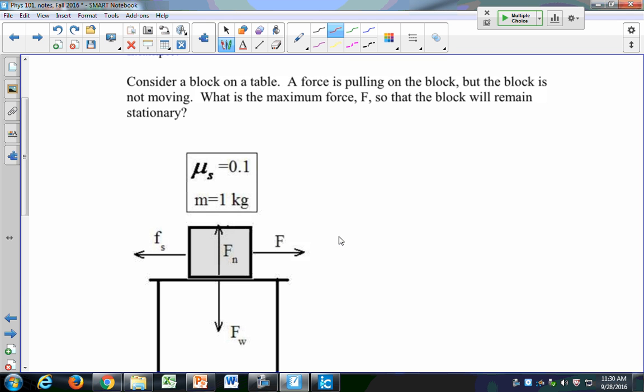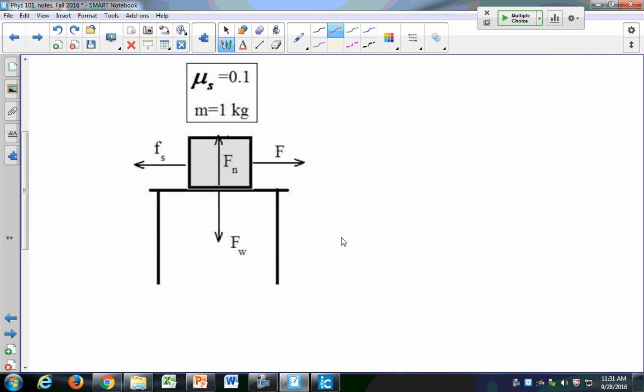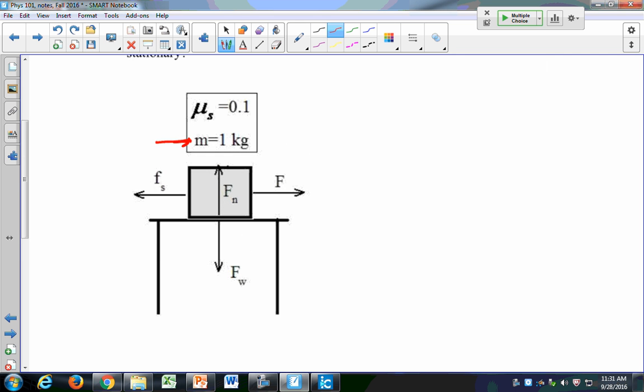So let's do this problem where I want to know what is the maximum force so that this block will remain stationary. I have this block, it has a mass of 1 kilogram. There's my coefficient of static friction. I'm going to draw these vectors on an XY coordinate system. There's my normal force.